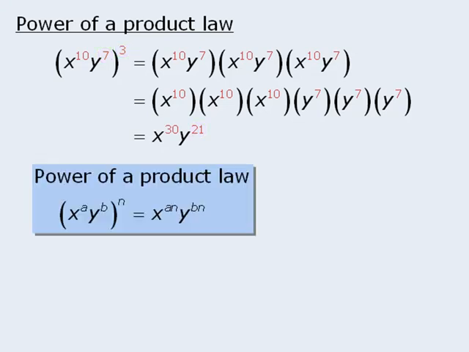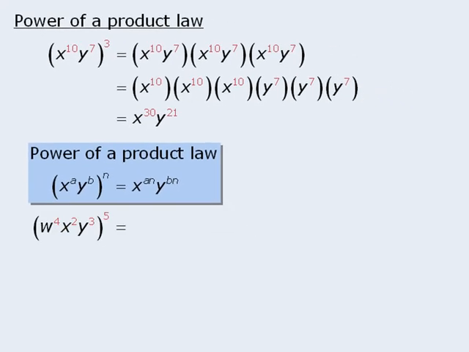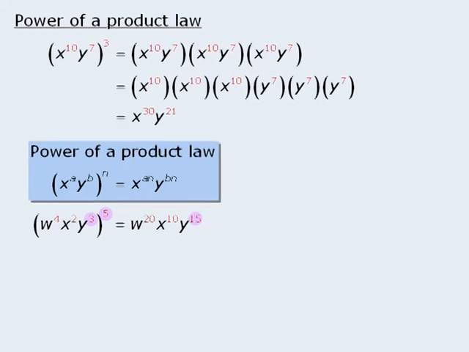We can generalize these results as follows. So if we are raising a product to a certain power, let's say n, then to simplify this, we multiply n by the exponents within the product. For example, to simplify this, we take the 5 here and multiply it by the exponent 4 to get w to the power of 20. Then we multiply 5 by 2 to get x to the power of 10. And finally, we multiply 5 by 3 to get y to the power of 15.